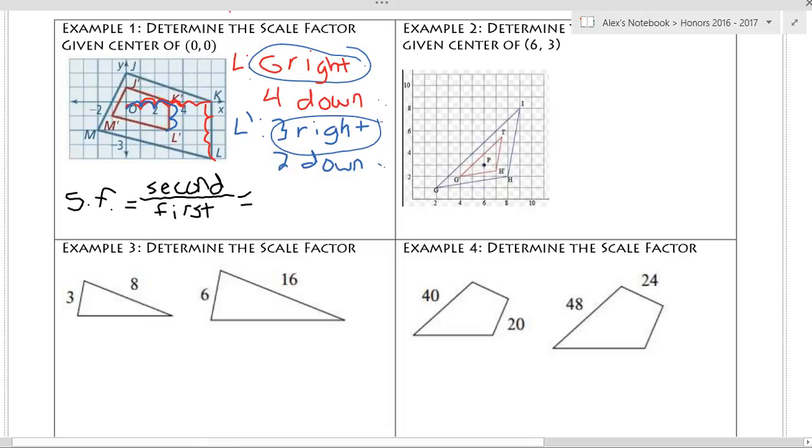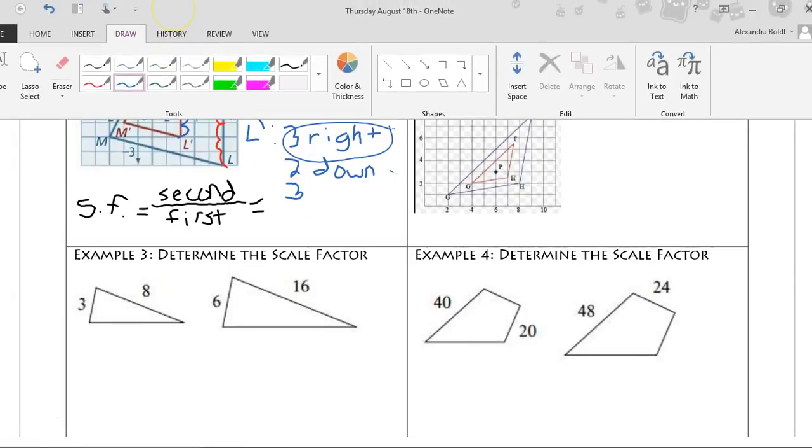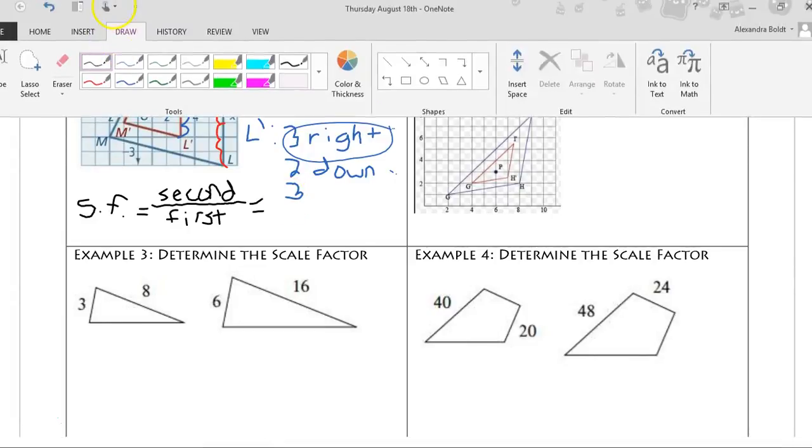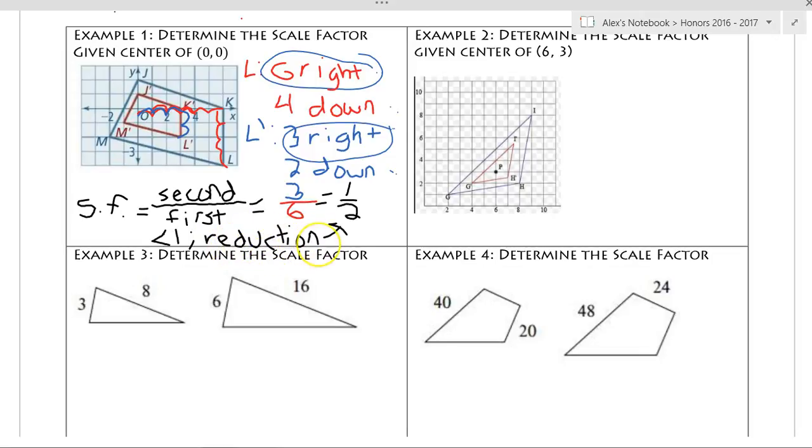So I'm doing 6 right and 3 right. So, again, the second one goes first. So I have to start with that 3 right, and I'm going to divide it by the first, which is 6. And 3 over 6, as I reduce that, is 1/2. I'm dividing both of those by 3. One thing to keep in mind, since this is 1/2, it's less than 1, so we call that a reduction. If it's getting smaller, it's a reduction.